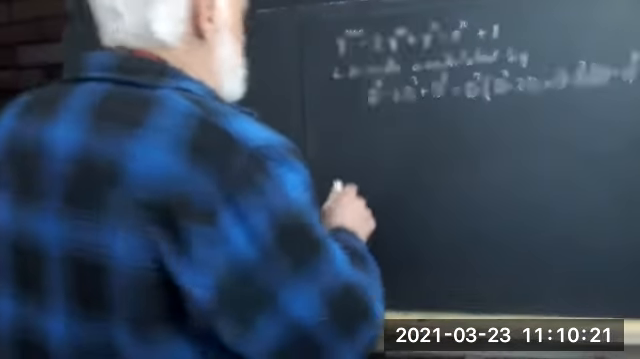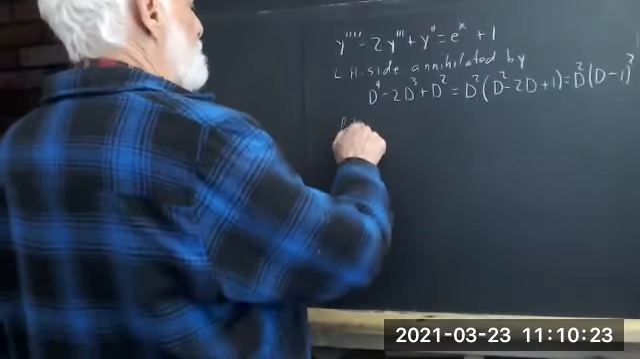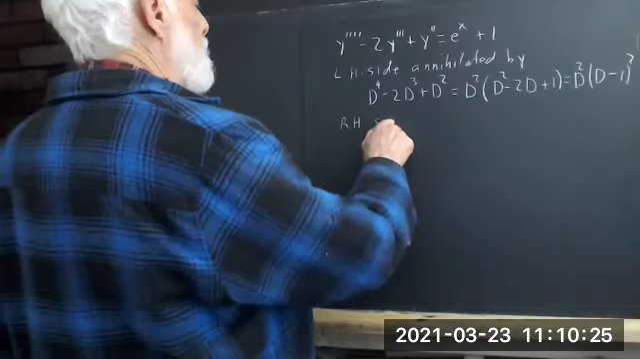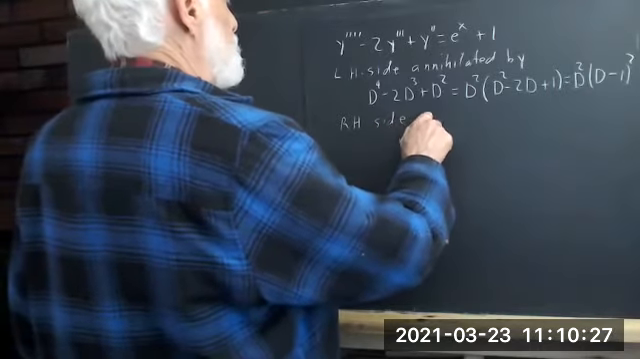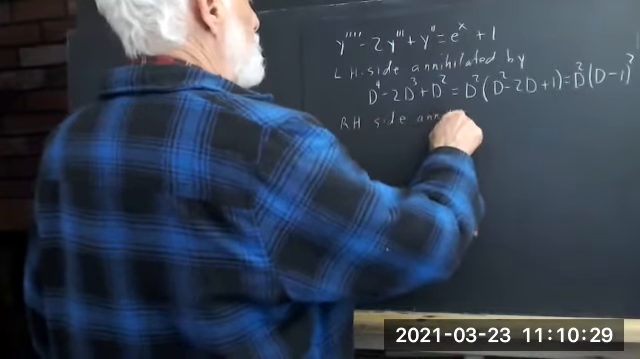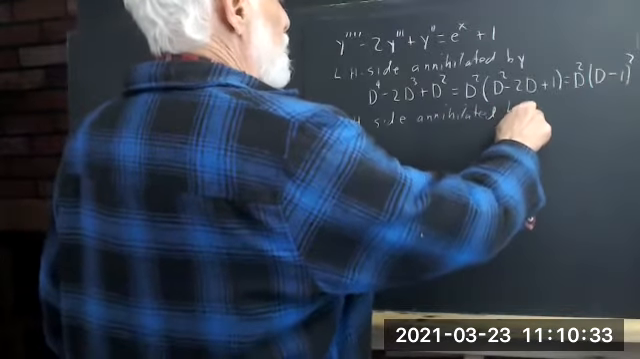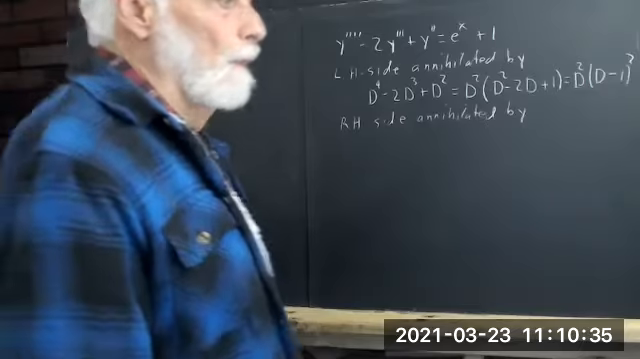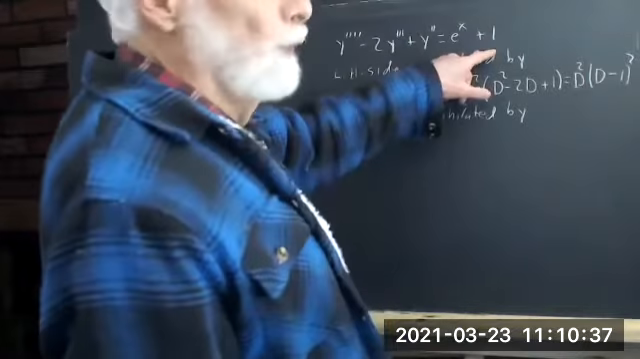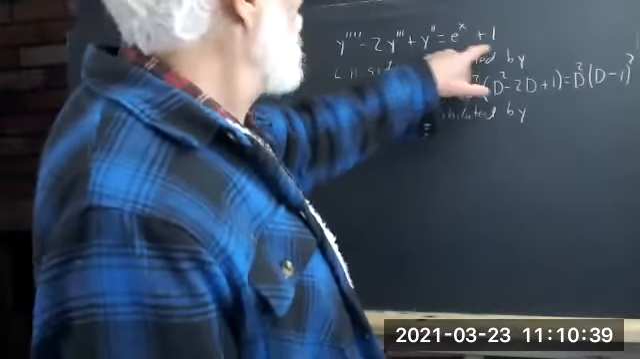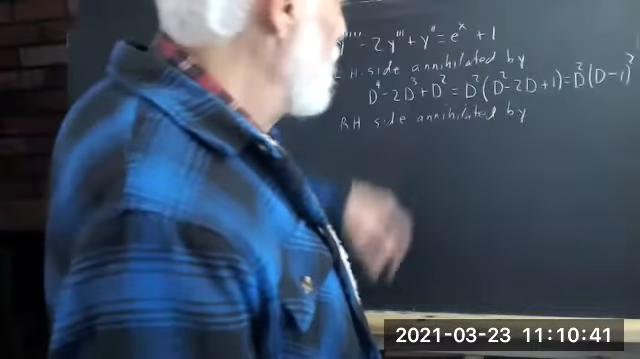Yep. Okay. And then the right-hand side is annihilated by what? Well, just plain old D annihilates the 1, and D minus 1 annihilates e to the x.